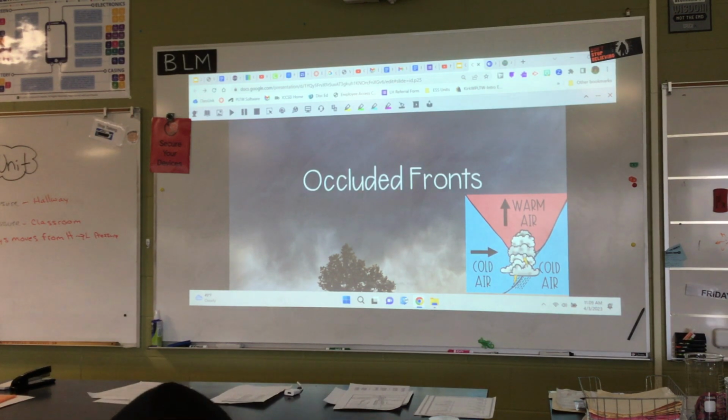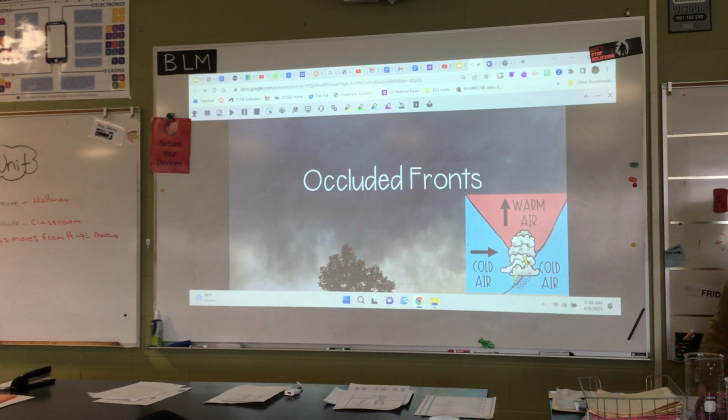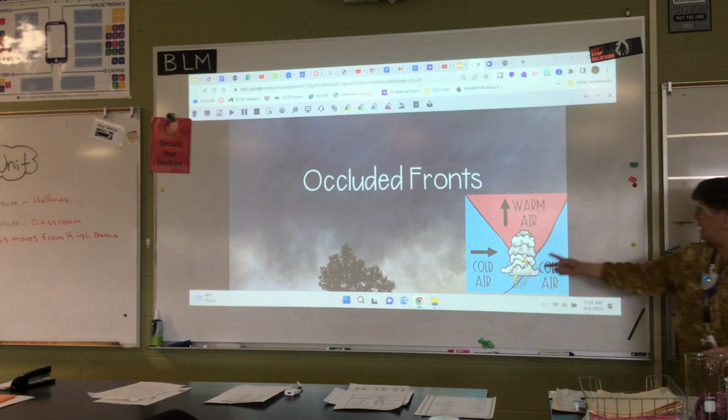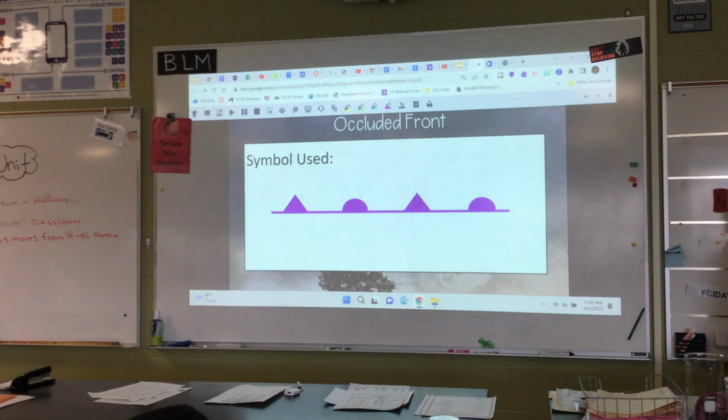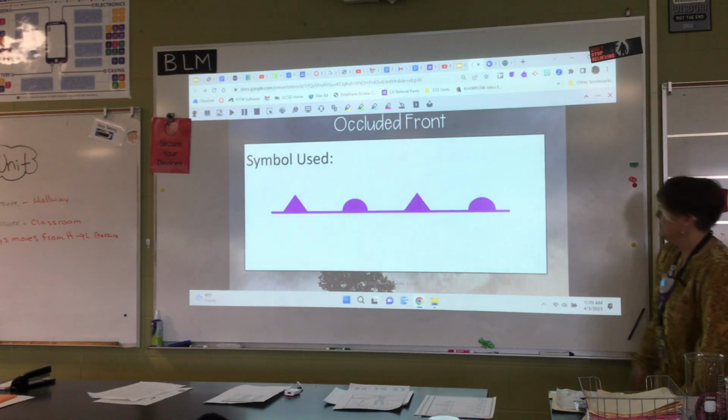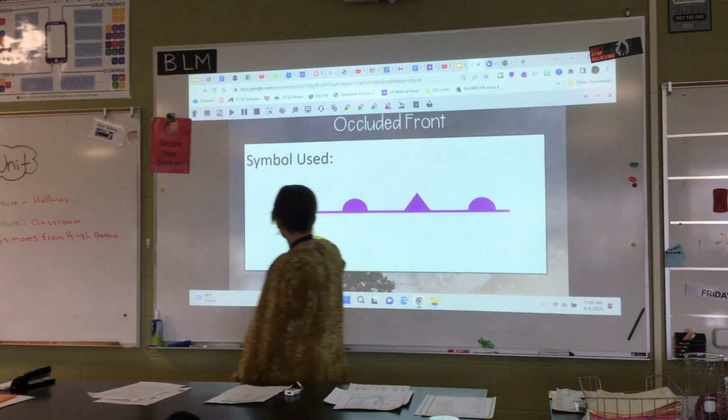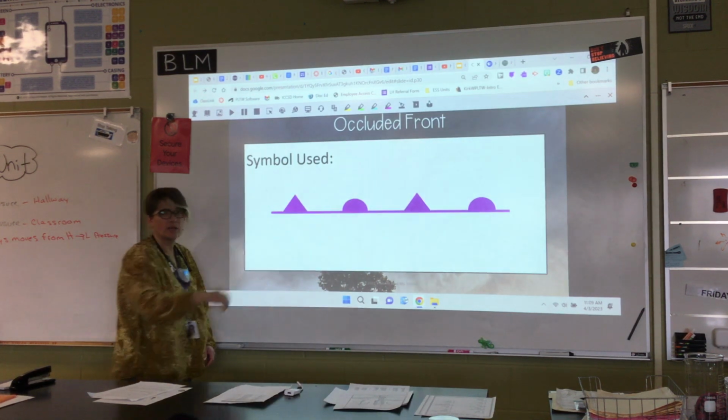All right, let's talk about the last one, which is an occluded front. Kind of like a stationary front, but not really. You've got warm air, and now you've got two cold air masses coming in from different directions. And so that warm air is just really shoved up really quickly, and you get a lot of energy that's dumped out, and so you got a big storm. Here's our symbol. Notice that it is like the other symbols, except everything's moving in the same direction.